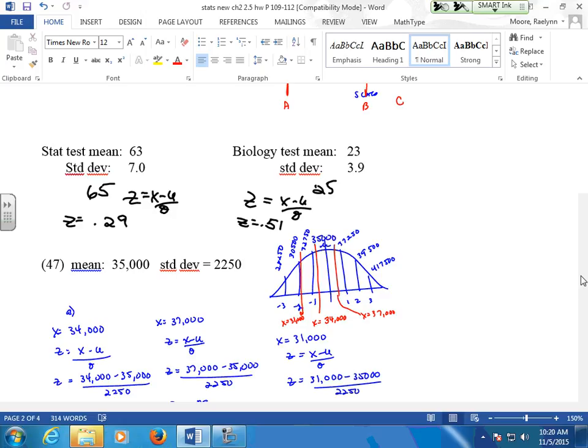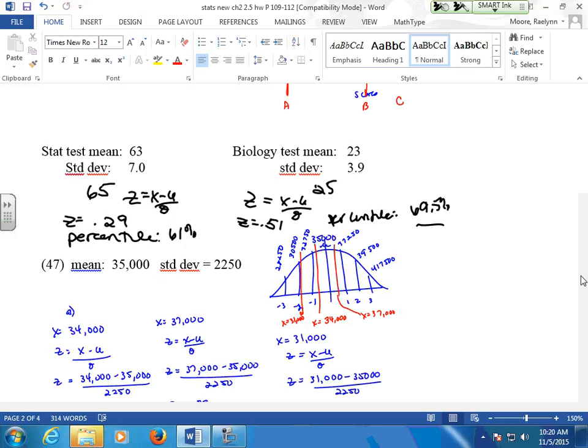So what's the percentile for this guy? Let's look at percentile. Maybe that'll make more sense. Look in your chart and find me the percentiles for them. 0.29. 61 percentile? About? How about this guy? What is it? 69.5 percentile? So you had a higher percentile in your biology test.